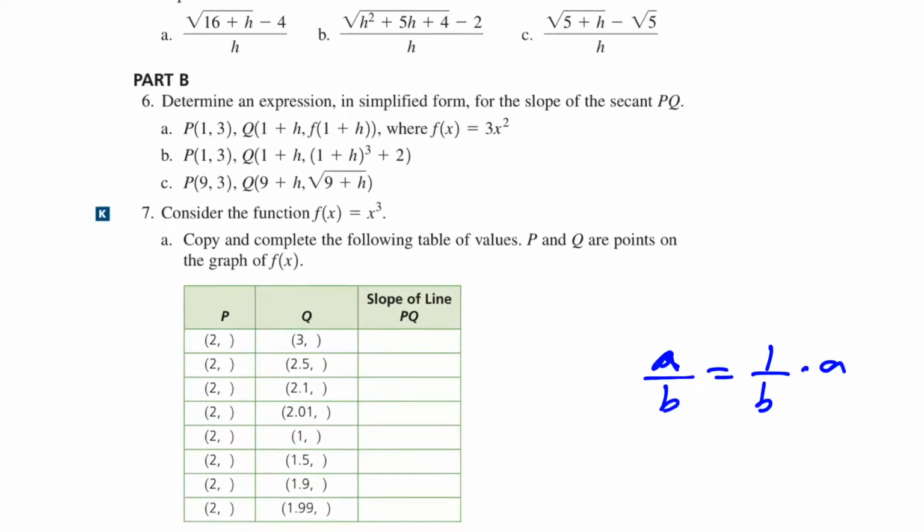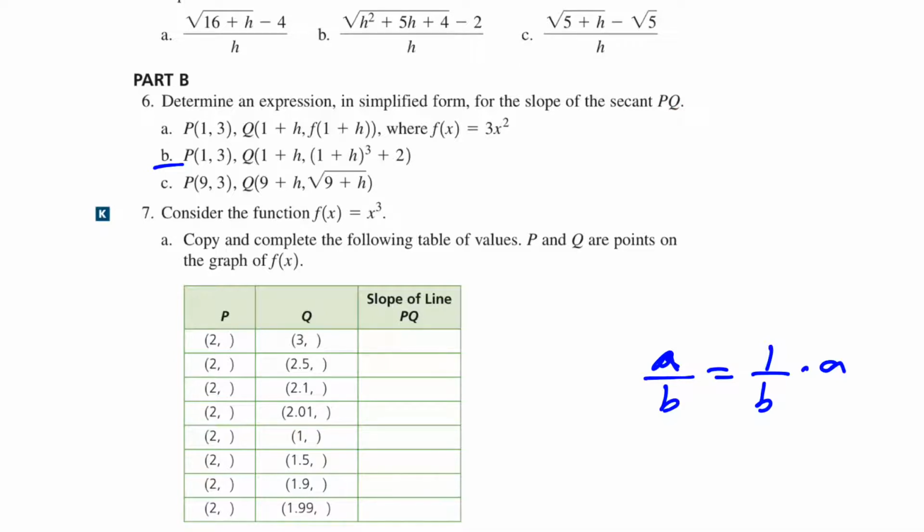Question 6. Part B is assigned. Determine an expression in simplified form for the slope of the secant PQ.